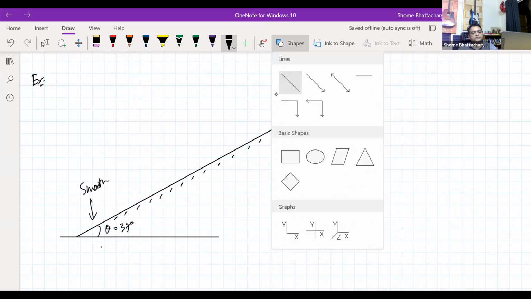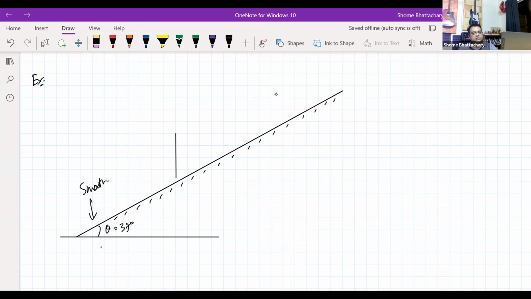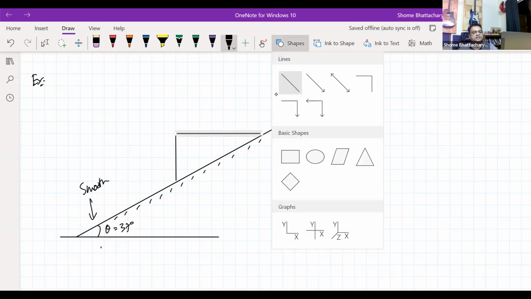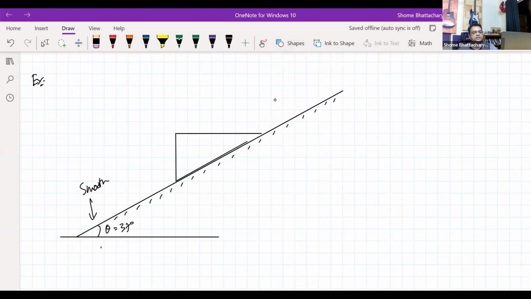But on this, we have now kept a block, or rather a triangular wedge, which can slip freely. We have kept a 90-degree angle triangular wedge, or prism-like object, so it can slip freely on this. This one is of mass m1, but this surface is now rough.